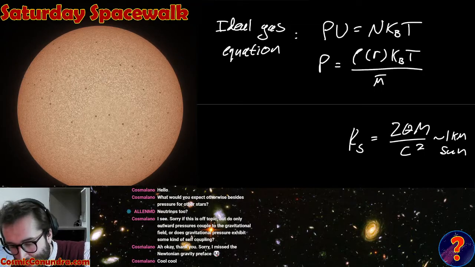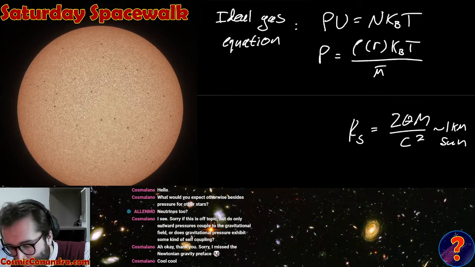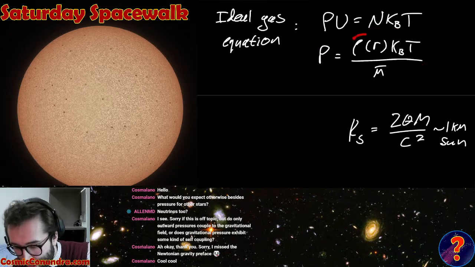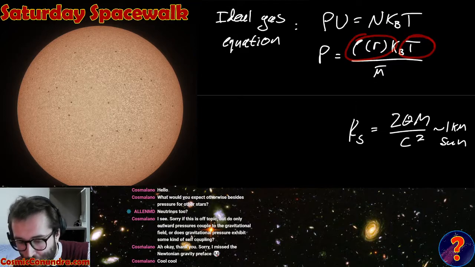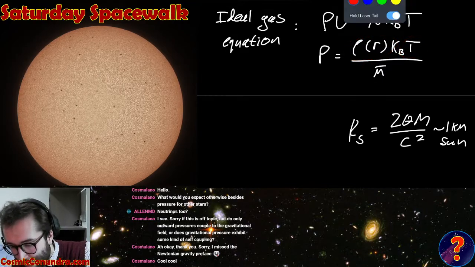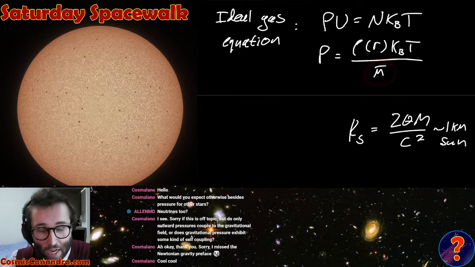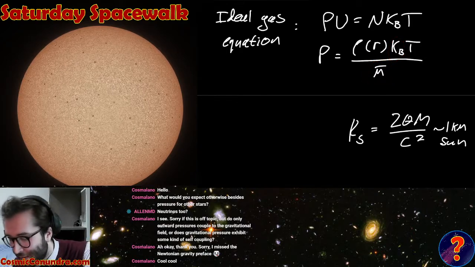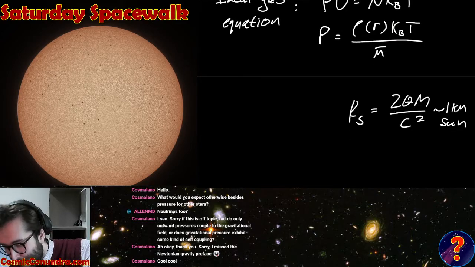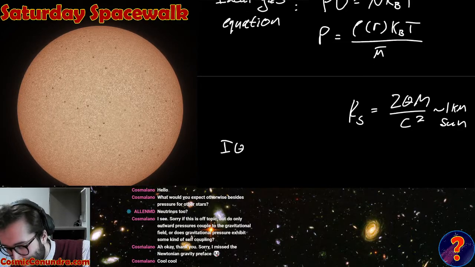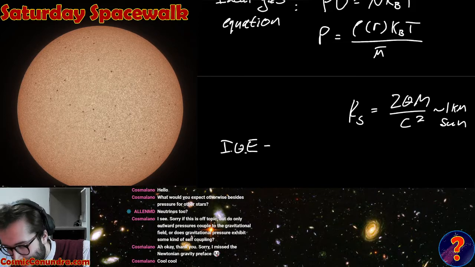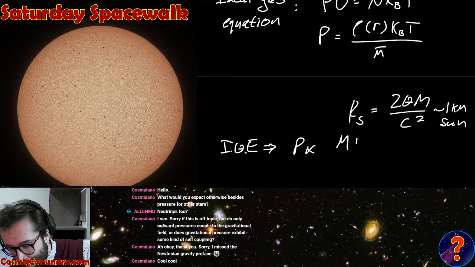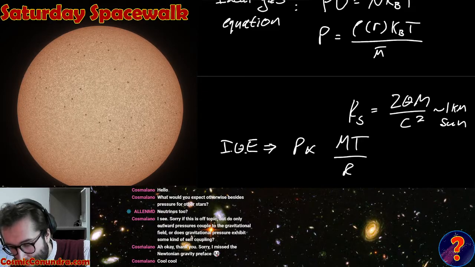So in terms of a scaling relation, what the ideal gas equation tells us is that pressure is proportional to density and temperature. Now, of course, the constant is not a property of the star, it is a property of its composition, so we can forget about it. So the ideal gas equation tells us pressure is proportional to mass times temperature over radius cubed.